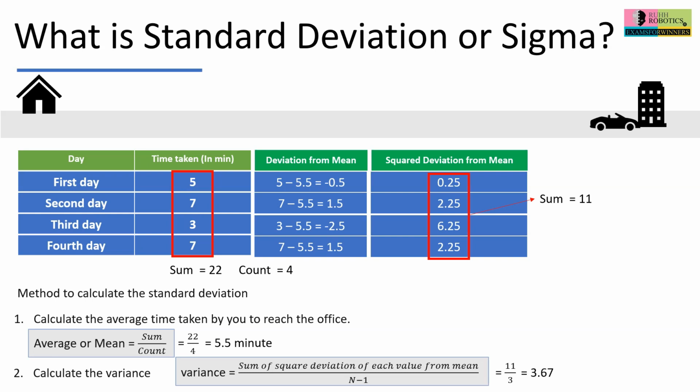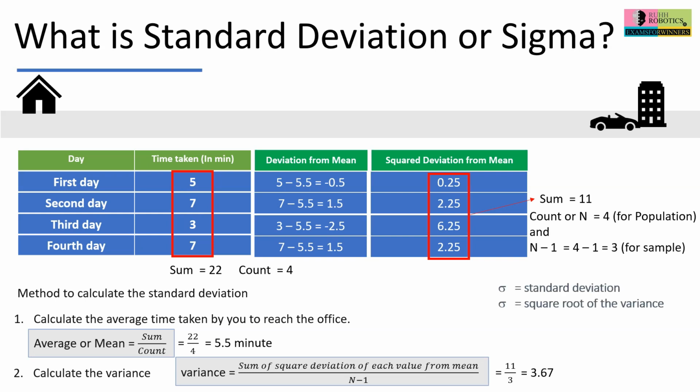We divided the sum of squared deviation from mean by 3 because we are considering this data set to be a sample. If you consider this as a population, then you divide it by n, which is 4 in this case. Now, we have the variance. The square root of the variance is known as standard deviation or sigma. In this example, the square root of 3.67 is 1.91, which is the standard deviation.